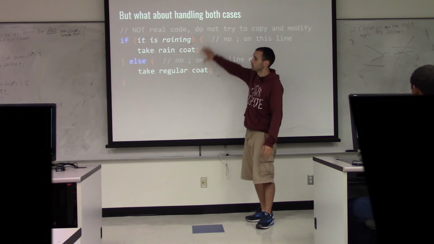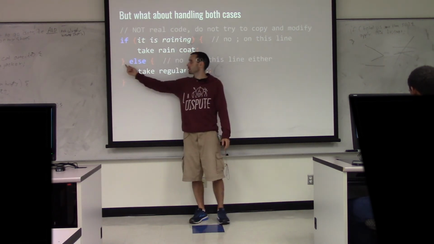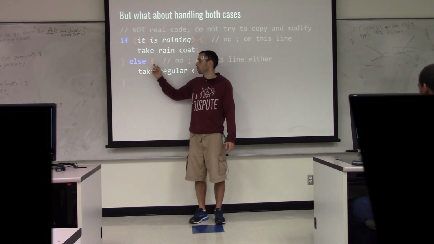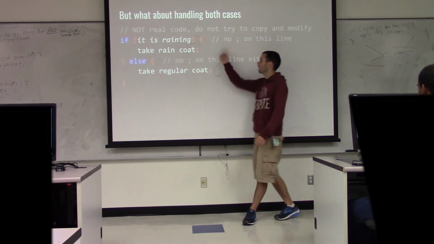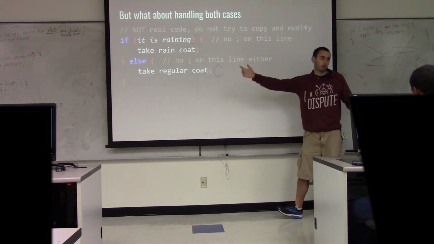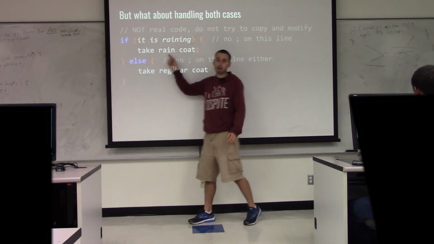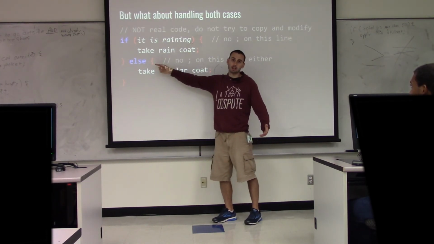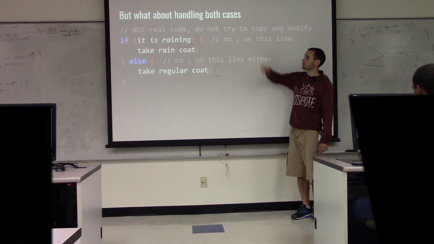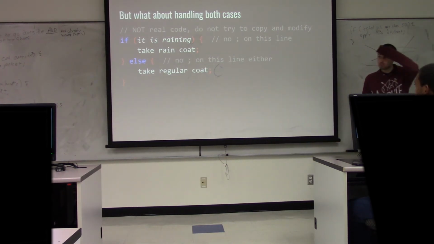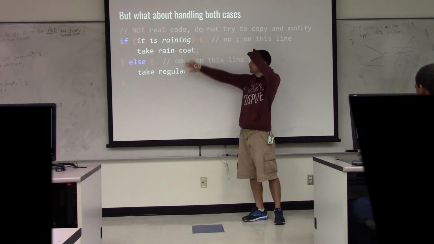Again, this isn't real code because I have spaces in the middle, but an else case is going to be a brace, the word else, and then an open brace. It'll be on the same line as a closed brace for the if, and then you have what you do otherwise. So if we're going to go out, we're going to take some kind of coat with us. If it is raining, I'm going to take my raincoat. Else, or otherwise, I'm going to take my regular coat. Still no semicolon on the line with the else, still no semicolon on the line with the if up there. So if the condition is true, we do what's here, and if it's false, we do what's down here.